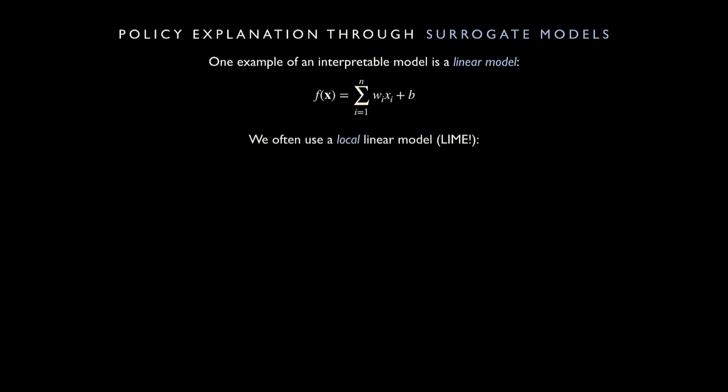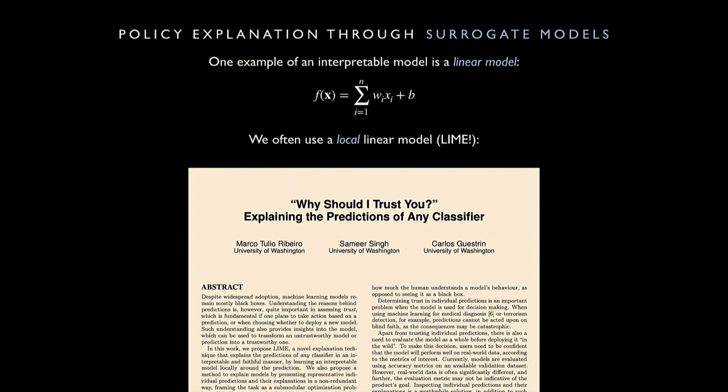Okay, and oftentimes we use a local linear model, so a lot of times we're not trying to explain the entire policy of the agent over its full input domain, because linear models typically work best when they're just in some local region. And some of you may have heard this very famous explanation technique called LIME. It doesn't necessarily need to be linear models, but a big portion of the LIME paper is talking about local linear models of the features.